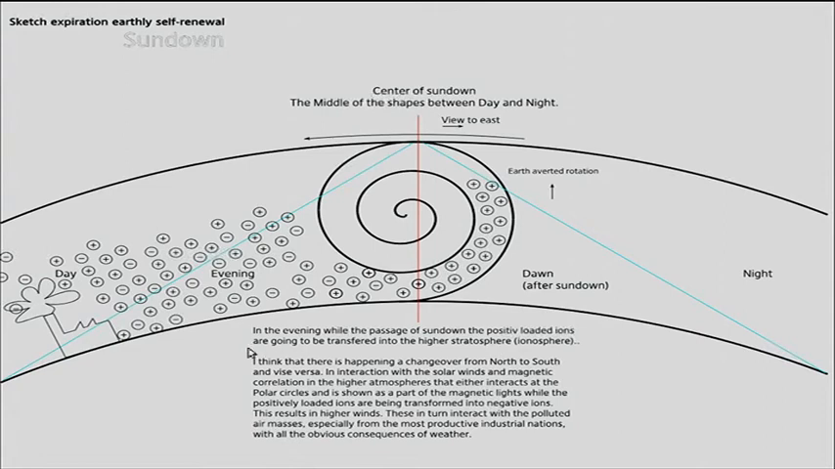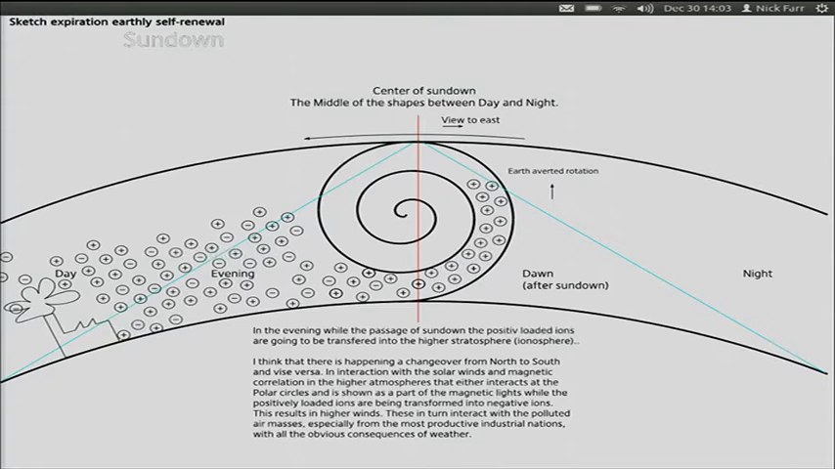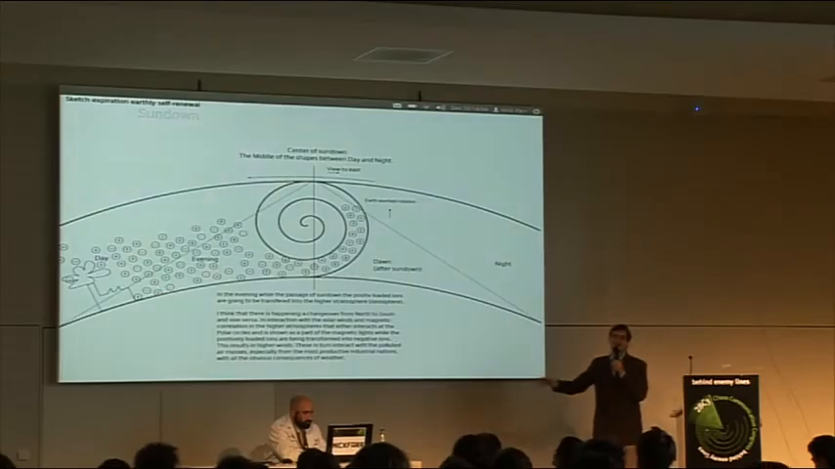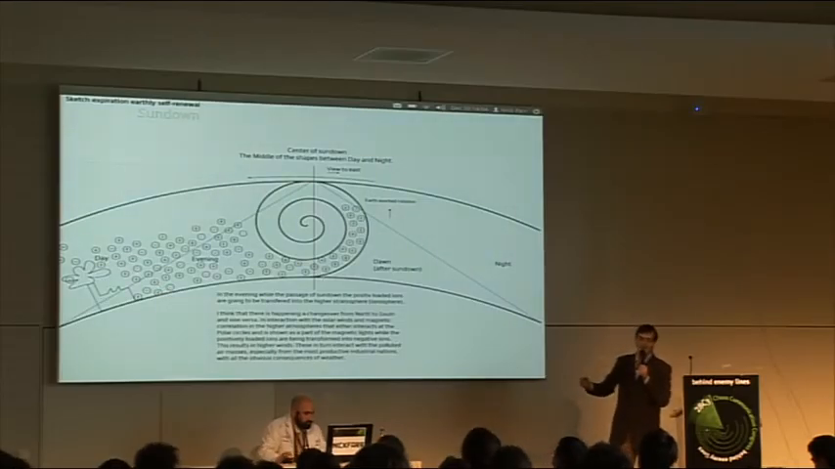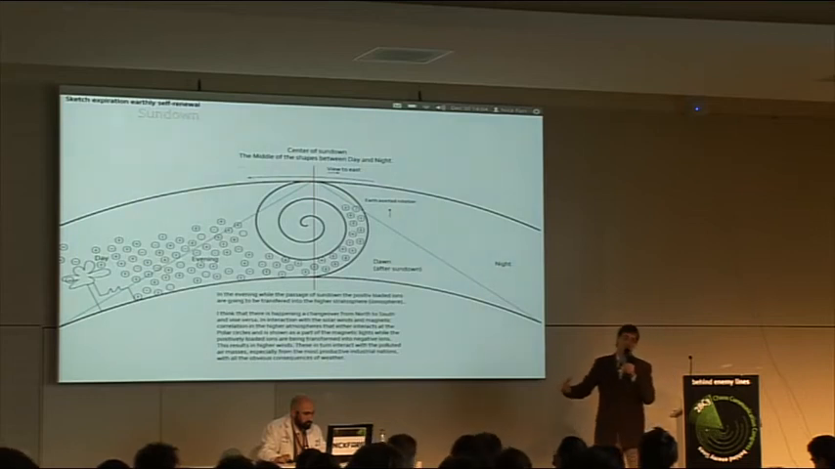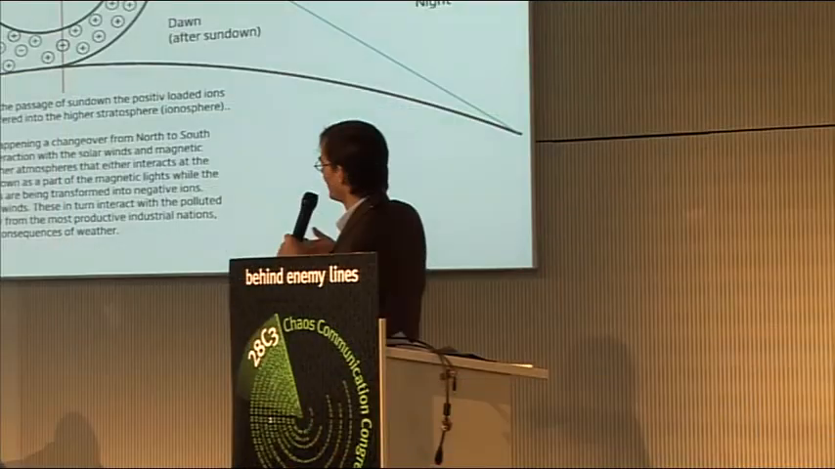In the evening, we get the same as we get in the morning. The used energy, the verbrauchte Energie, comes into the higher atmosphere, and with the solar wind and the magnetic fields, it all changes over from north to south and south to north, and we get this phenomenon like weather and whatever, and we get natural resources of this weather, and we get our industrial resources of the weather.